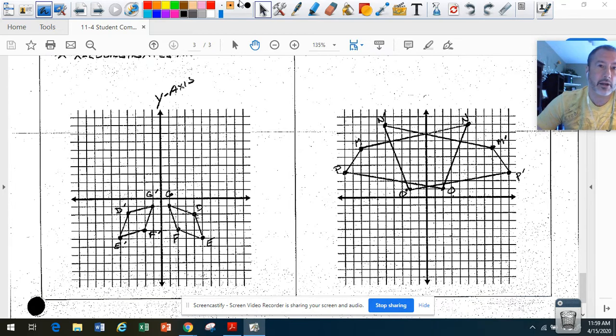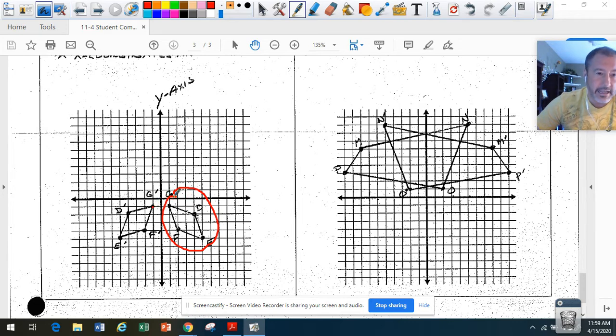So here is my original shape. That's our original here. What they want us to do is reflect it across the y-axis. If you remember, we just said the x is the opposite, the y remains the same. So here we go. We've got 1, -1 for the G. So the G prime is going to be at -1, -1. So we put our point here for our G prime.